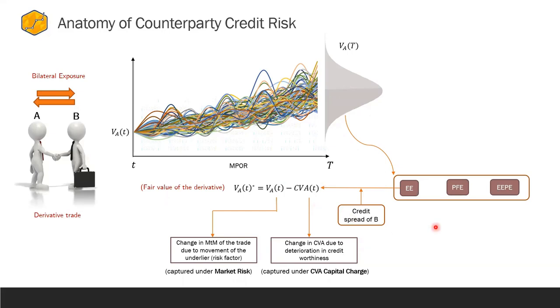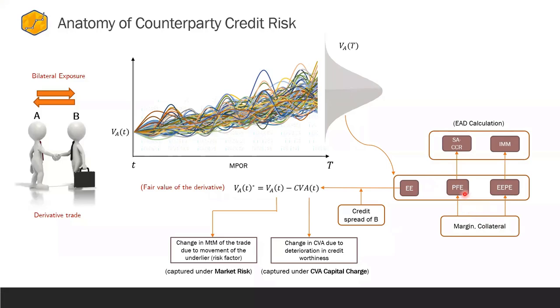There is one more risk. And that risk is the actual default of the counterparty. Here, I only captured the potential deterioration in credit worthiness, which is the change in credit spread. What about the actual default? That's part of the credit risk, okay? If the counterparty defaults, whatever exposure you have, you lose that much money, right? So for that, there is another sequence of calculations. So we have potential future exposure combined with margin and collateral information of the trade that rolls up to exposure at default calculation. And you know that exposure at default calculation is one of the key ingredients in credit risk calculation, right?